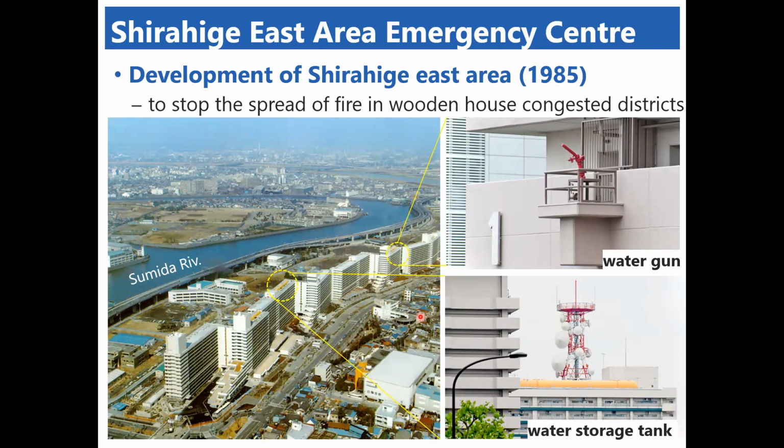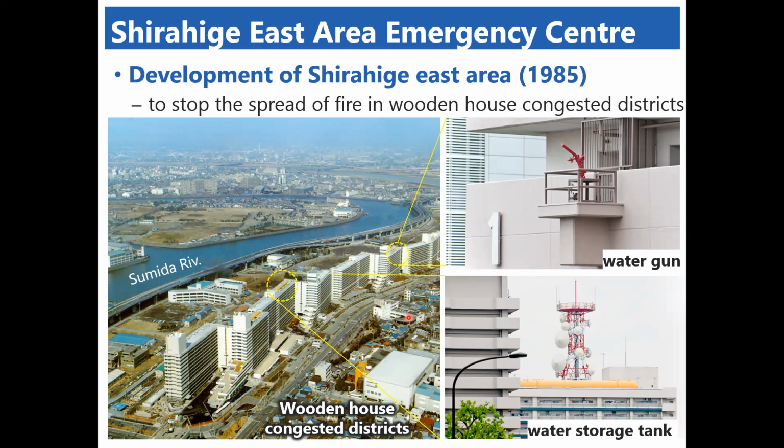Let me move on to the next slide. This case in Tokyo is not the district plan, but quite interesting. This figure shows the Shirahige East Area Emergency Center, called Shirahige Higashi-chiku Bōsai Kyoten. After the Great Kanto earthquake, the arrangement of the wooden house congested district didn't move ahead quickly. So this area is one of the most serious districts in Tokyo.